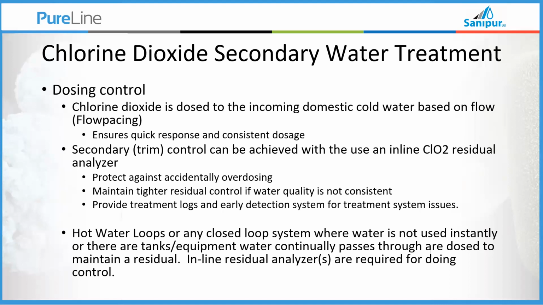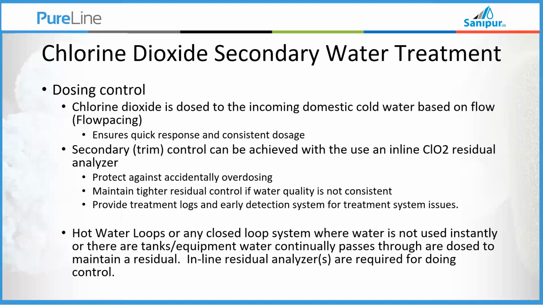A secondary trim control can be added. Chlorine dioxide has inline monitors for continuously monitoring the chlorine dioxide level. So you can apply those to trim the speed of the pump. So if you're a little high, it turns the pump down, a little low, it turns the pump up to maintain tighter control of your desired residuals.